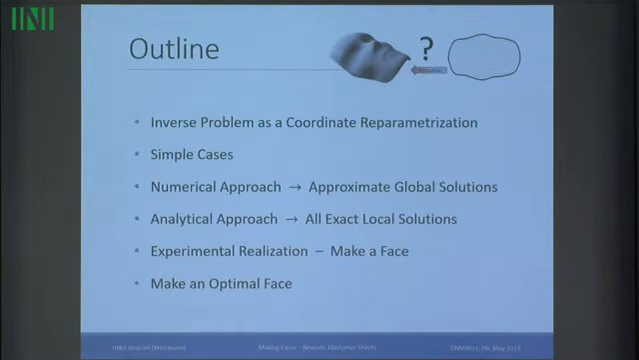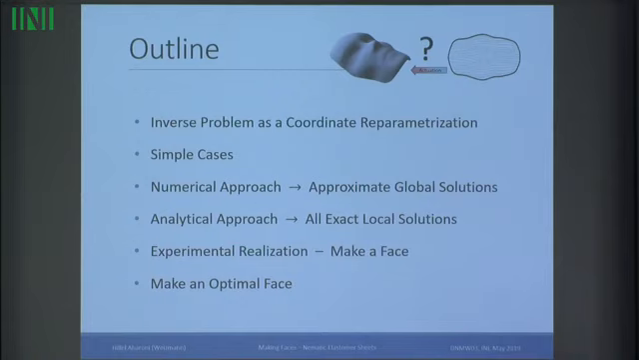And first of all, I'll start by casting it in the language of a coordinate transformation. We try to transfer from one set of coordinates to a different set of coordinates which has certain properties. I will then show you solutions for certain simple symmetric cases. Okay, so not this face, but a sphere or a vase or a donut or things like that. I'll show you how we can analytically find the director fields that will fall into those shapes.